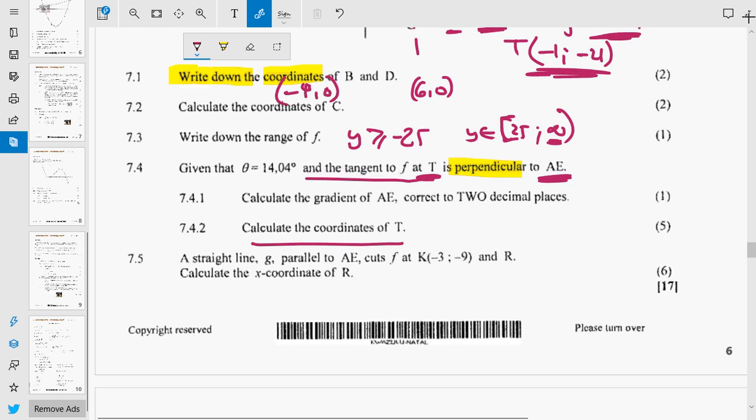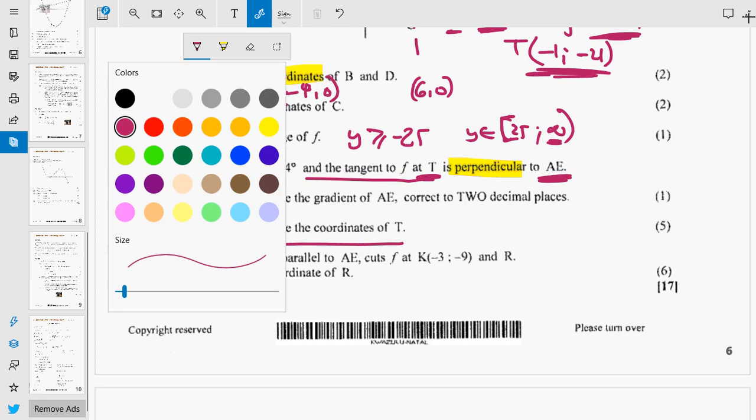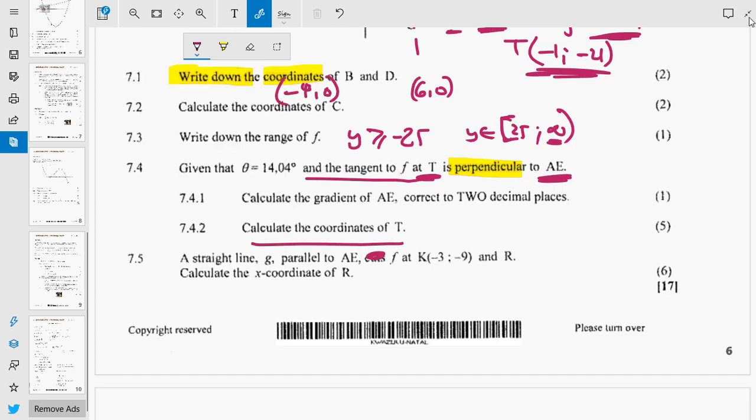Okay. Now they are saying a straight line G parallel to AE cuts f at K and at R. Calculate the x coordinate of R. Here they are saying it cuts, so I wanted to highlight that. It cuts f at K and R. That means that is the point of intersection. So K and R is the point of intersection between f and g.